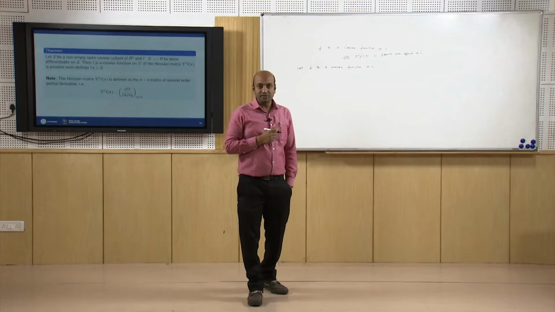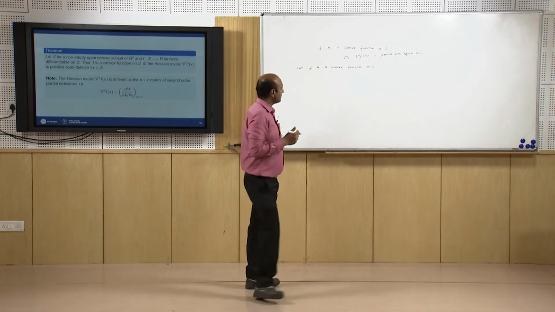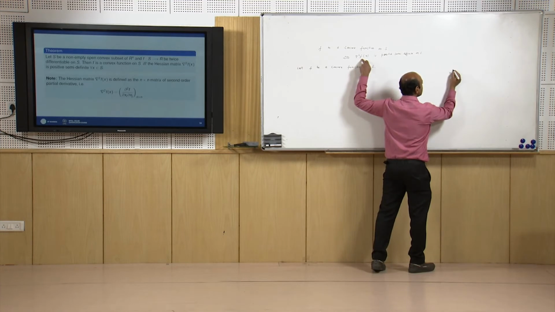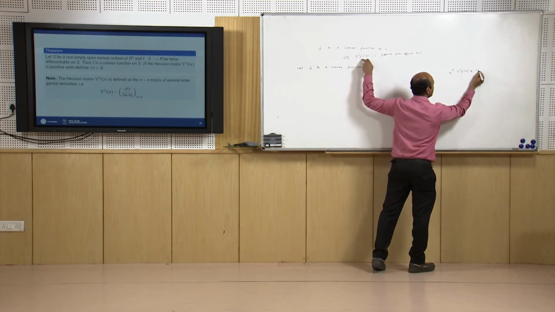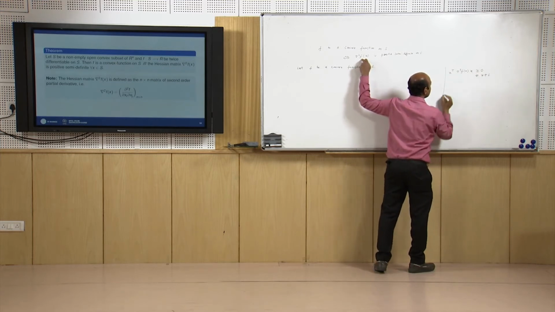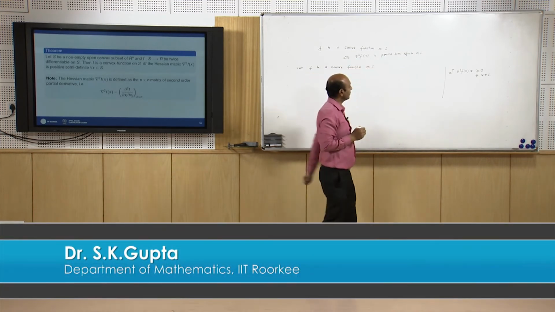So, we have to prove that if a function is twice differentiable, then the Hessian matrix is positive semi definite. That means we have to show that for any x, x transpose gradient square of f(x) times x is greater than or equal to 0 for all x in S. This we have to prove, because we have to show that this is positive semi definite.